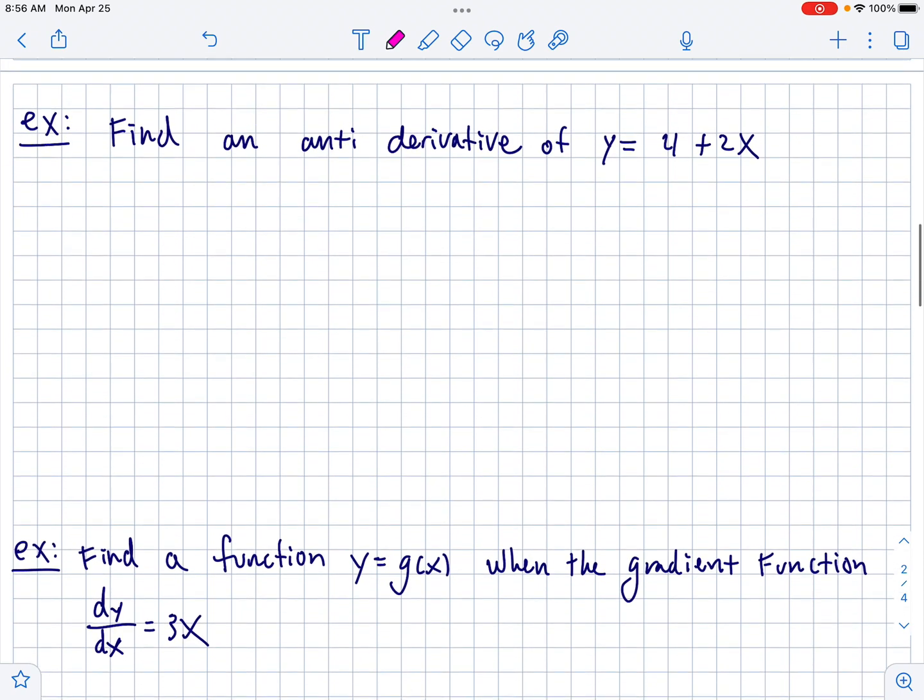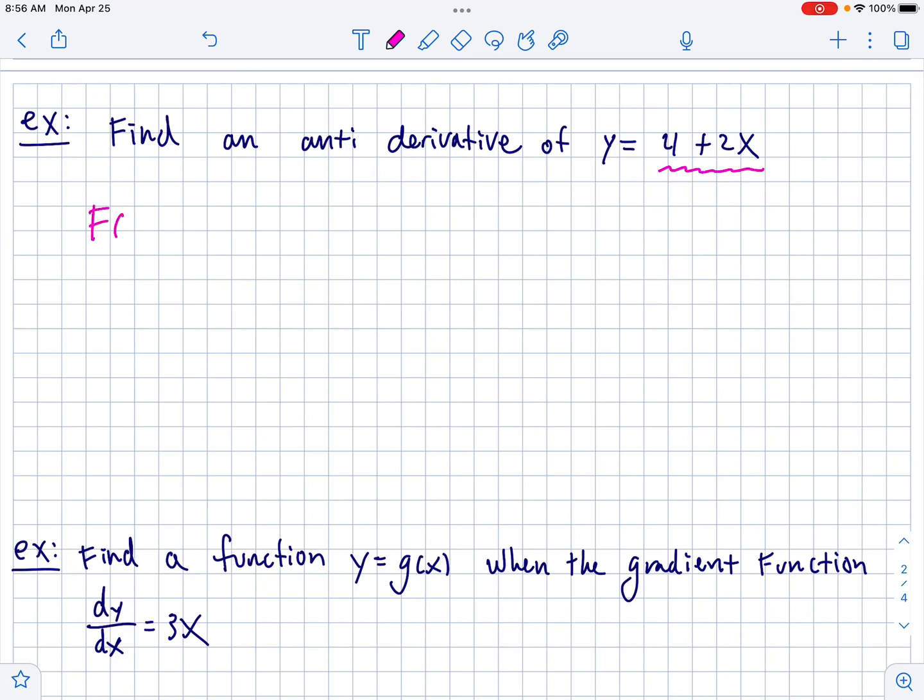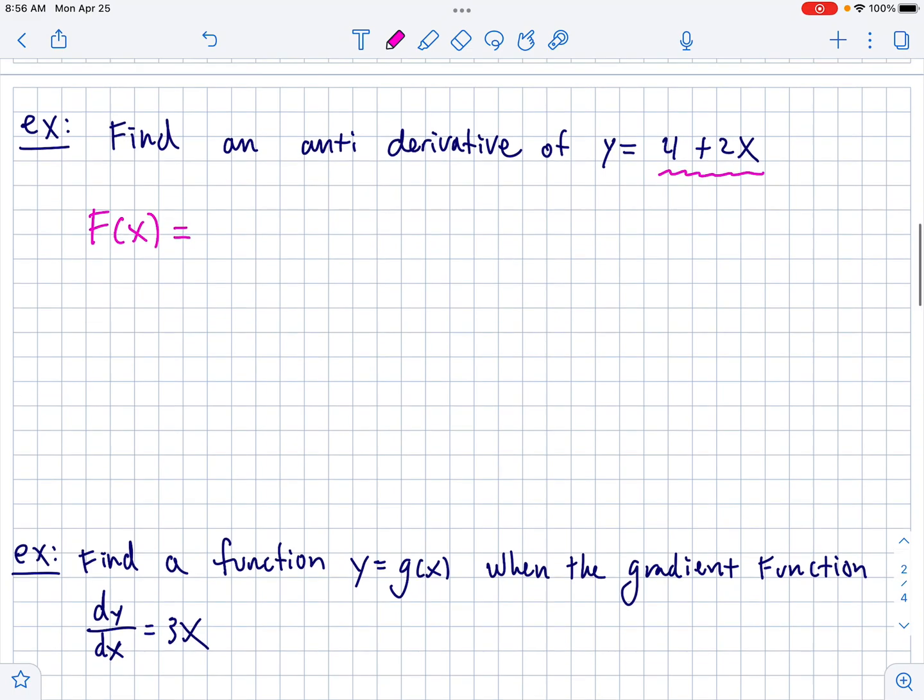First problem, find an antiderivative of y equals 4 plus 2x. We're going to use capital F for the antiderivative. Now what you have to picture with this is that a derivative has already been taken. So when it comes to just a number floating on its own, that means that used to be 4x, because the derivative of 4x is just 4. So we know the first part is 4x.